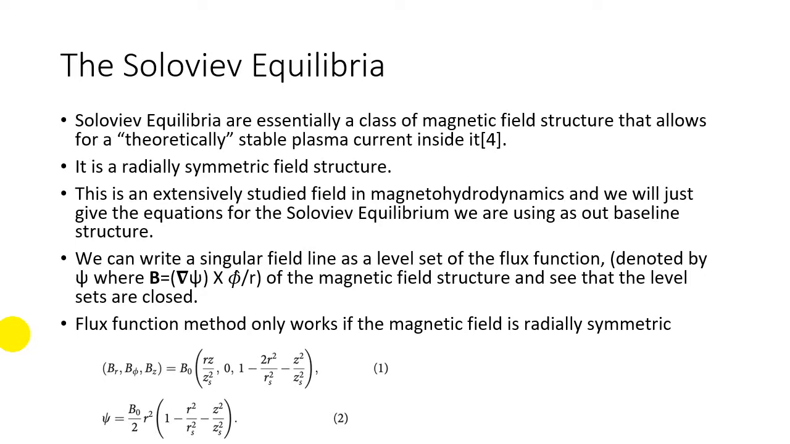I don't understand the interpretation of the second. So for the second thing, there are two interpretations of it. One is that this is essentially just the flux function. What is the flux function? The flux function is defined. Oh, I see, okay. And another interpretation is that it's the gradient of that.